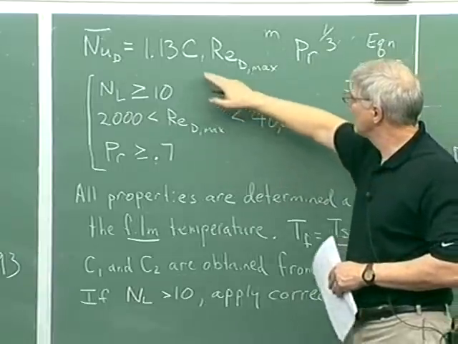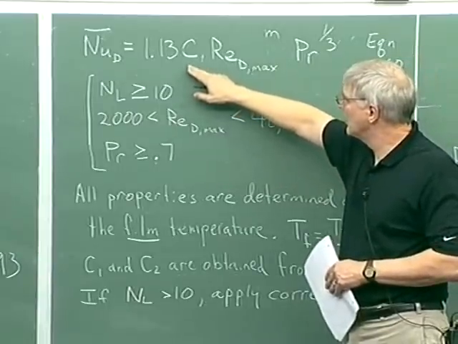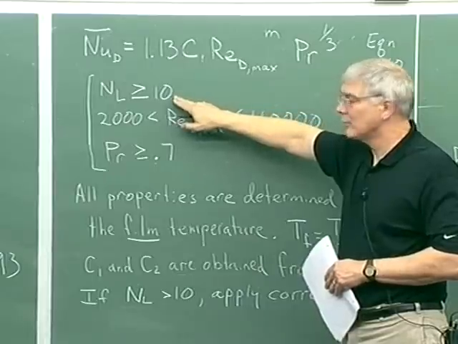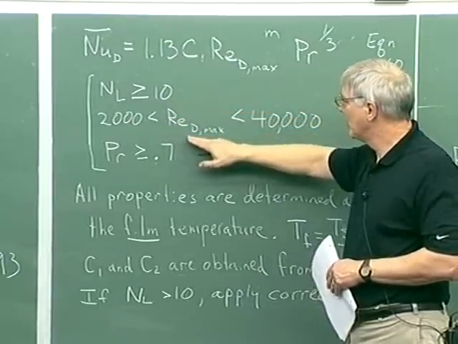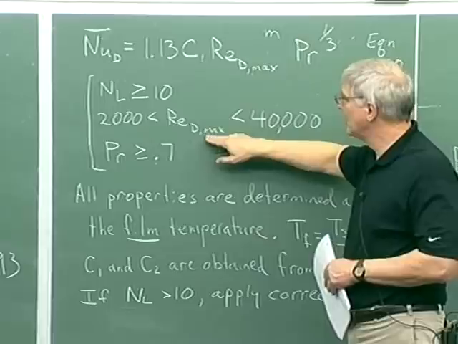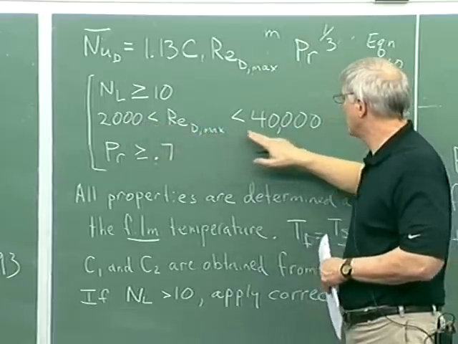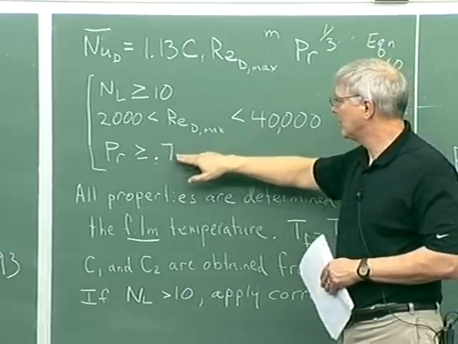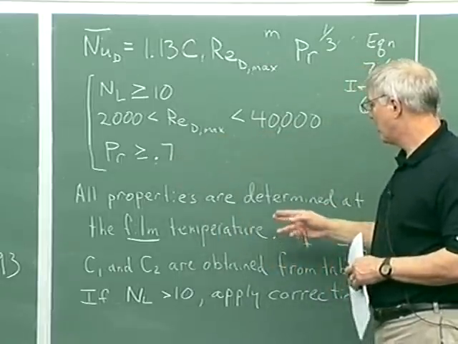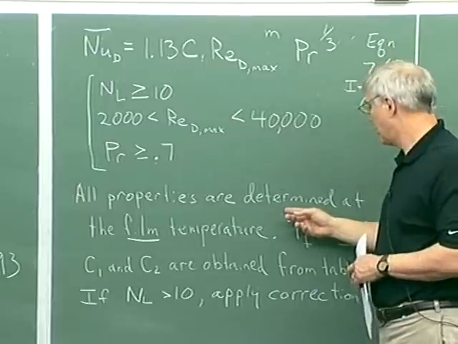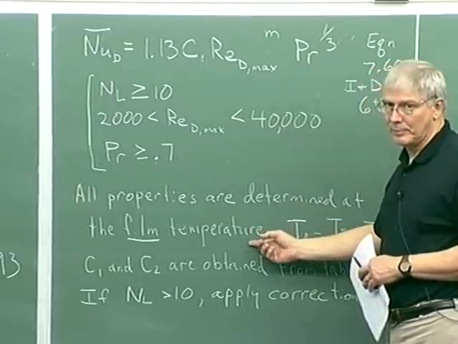Okay, and the restrictions on this correlation: NL is the number of rows. The number of rows has to be greater than 10. The Reynolds number, based on the maximum velocity, has to be greater than 2,000 and less than 40,000, and the Prandtl number has to be greater than or equal to 0.7. All the properties are determined at the film temperature.